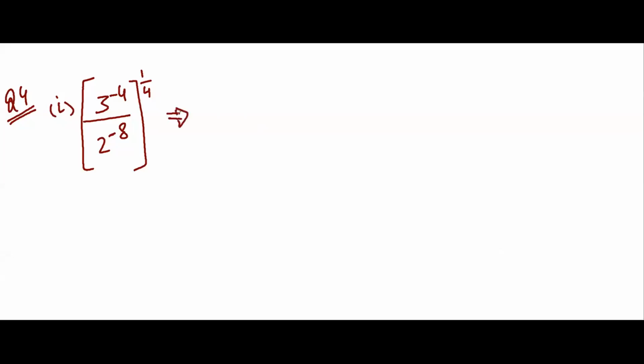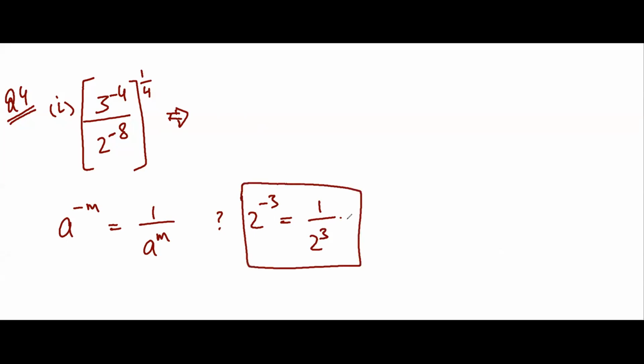Okay. One basic law that we need to understand is that a raised to power minus m is equal to 1 upon a raised to power m. What does this mean? This means 2 raised to power minus 3 is equal to 1 upon 2 cube. This is a powerful, basic, fundamental rule of indices. So what I can do is I can write this 3 raised to power minus 4 as 1 upon 3 raised to power 4, and I can write this 2 raised to power minus 8 as 1 upon 2 raised to power 8. I hope you are able to see how I am able to do this.